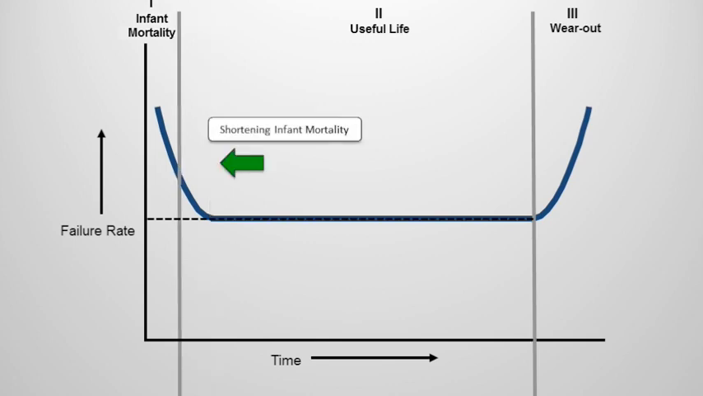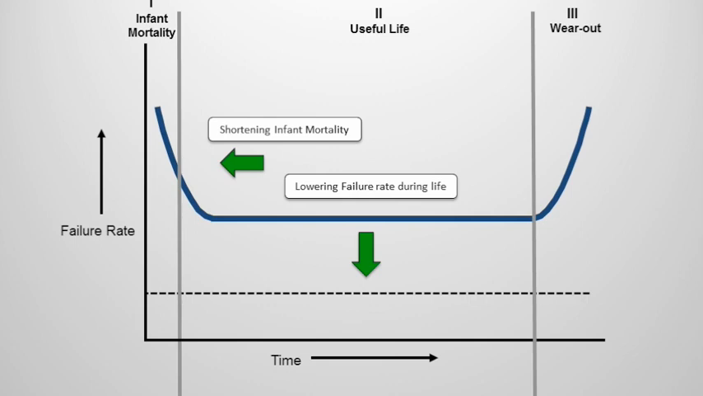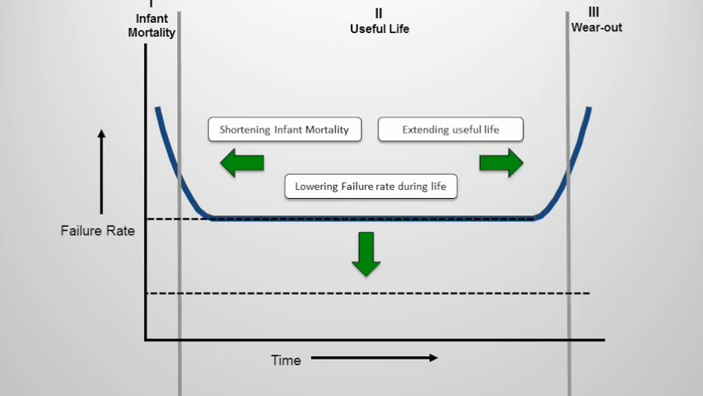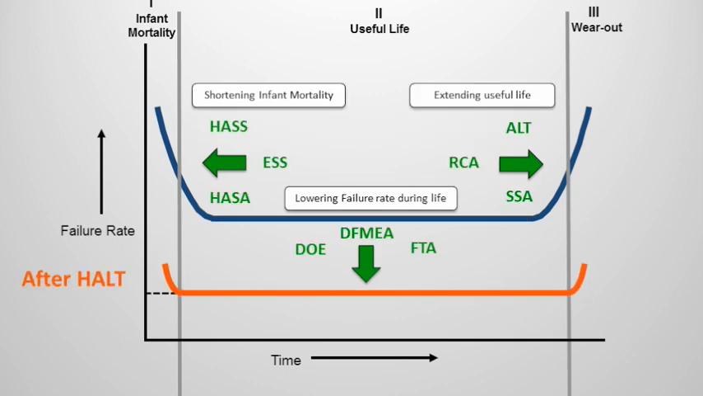So if the bathtub curve is our metric, we want to shorten the infant mortality. We want to lower the failure rate during useful life. We want to push the wear out as far as we can without having intervention in the product. And if we do that, this could be our new bathtub curve after HALT. Because HALT used in conjunction with these other tools, you now have a product that has much better yield in manufacturing, much lower warranty cost, a failure rate that can be better than your competitors, and that you can confidently state is better during useful life, and have a wear out that's further out, a product that lasts longer.